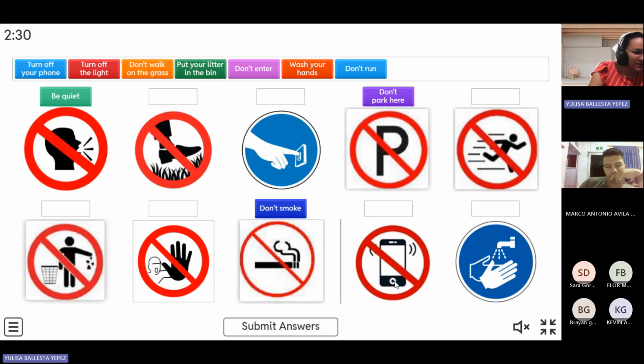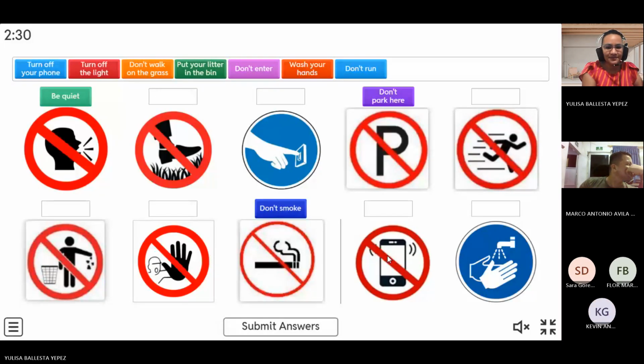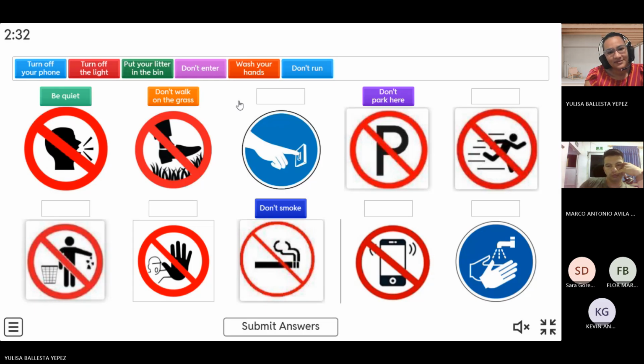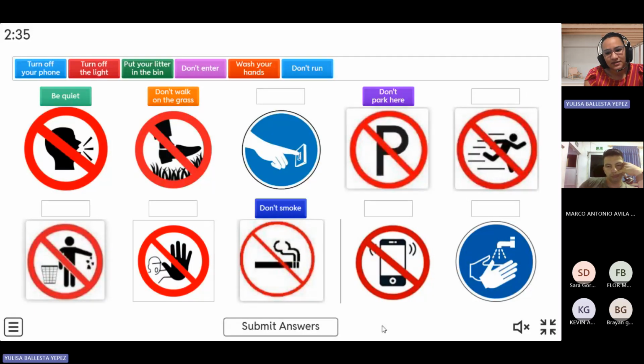The second one, what is the meaning? Or what is the phrase? The second one, the foot. What would be the phrase? And then we continue with Flor. Don't walk on the grass. Very good. You have a great understanding of this. So in which places? In the park? In which place?